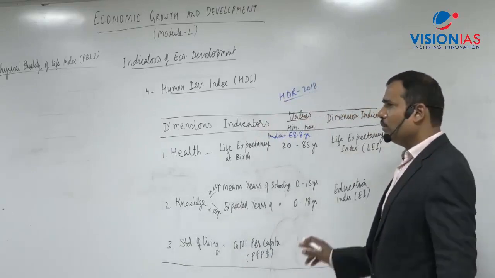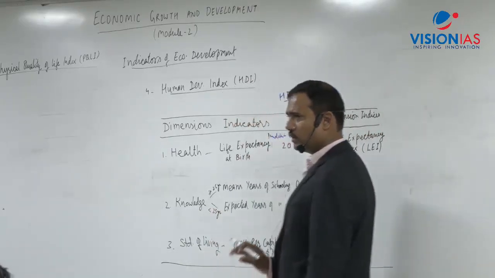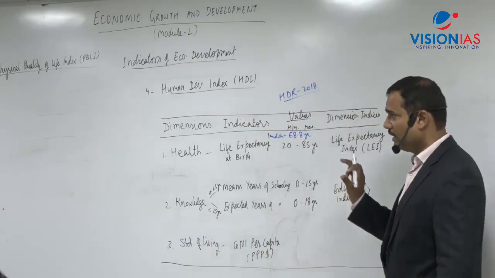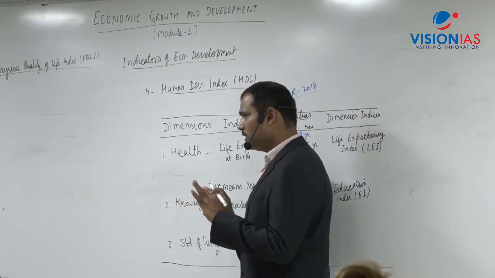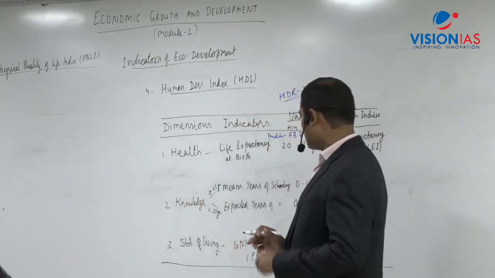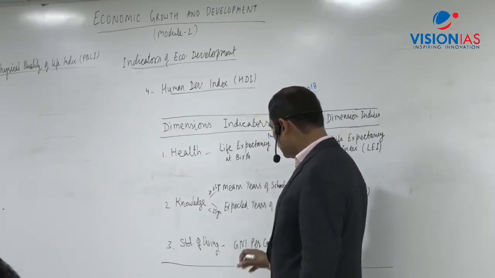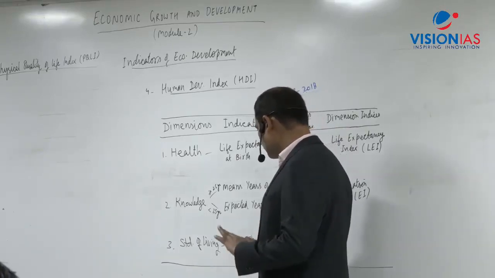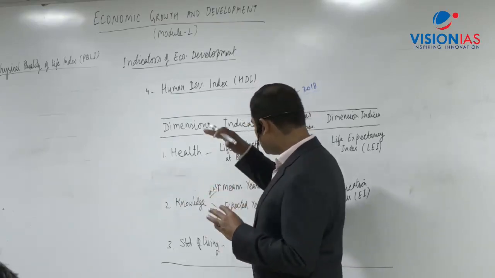PPP, I told you already, purchasing power parity, briefly. In the next chapter we will discuss in detail what exactly PPP is and how it is different from the market exchange rate. This is an exchange rate based on the purchasing power of currencies. It shows the real worth of our country's per capita income. As I told you, in chapter 4 we will discuss GDP, GNP. There are minor differences there.